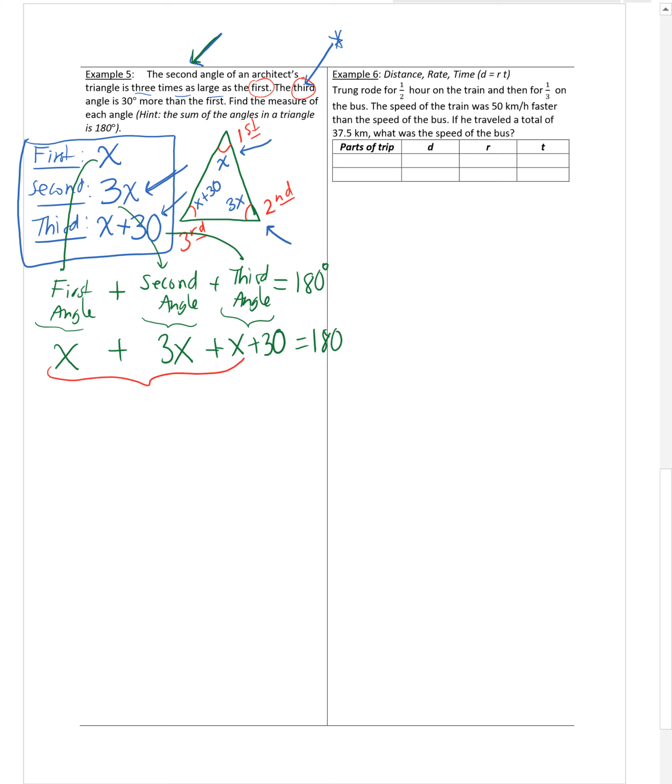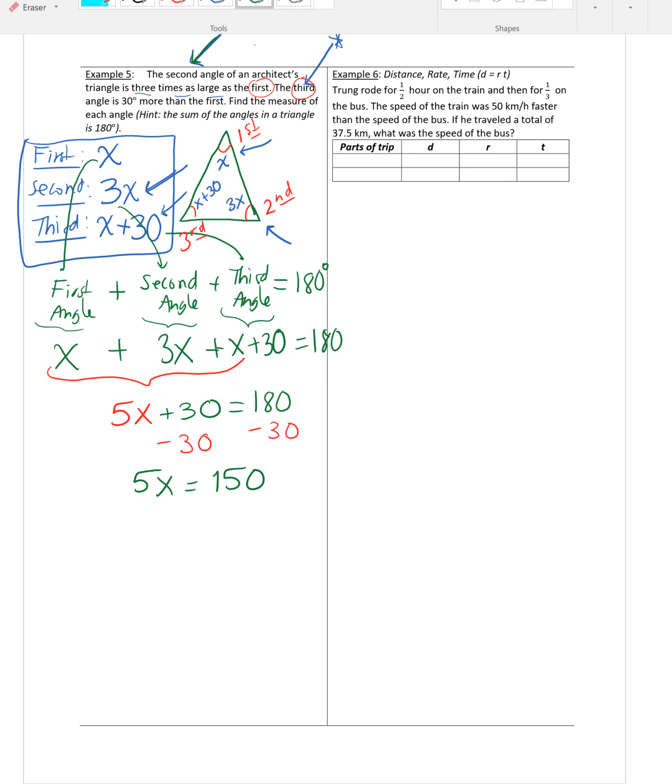But now to solve it, I have a lot of like terms over here. x plus 3x plus x, that's 5x. And then the 30, he's the only constant on the left side, so I'm just going to say plus 30 equals 180. All right, I think I can solve this. I've done this a million times, huh? Move the 30 over first. Now that we have 5x by itself, it'll be equal to 150. And all I have left to do now is to divide by 5. So x must be 150 divided by 5, which is 30.